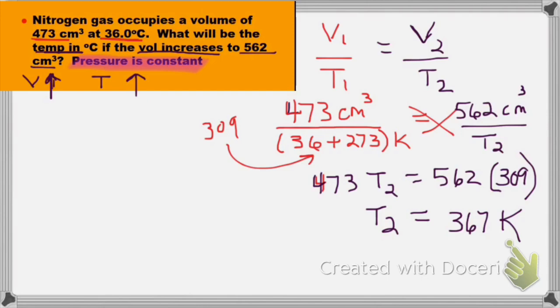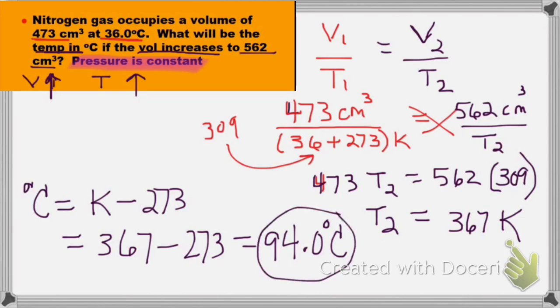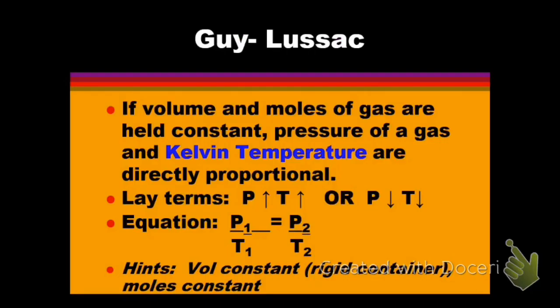So the question, when we look back in the problem, says they wanted to know the temperature in degrees C. So degrees C is simply going to be Kelvin minus 273. So 367 minus 273, and that is 94 degrees C. And we look back at our initial comment: we knew the temperature had to go up. It did. It makes sense. So at least our answer is logical.